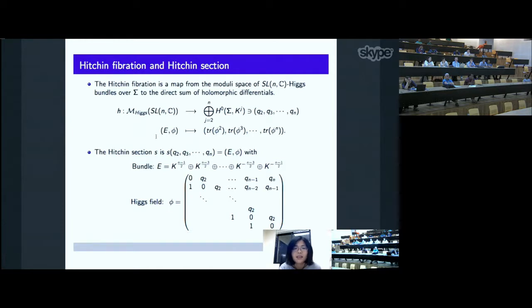And the Hitchin section is going backwards. So if we are given a tuple of differentials, Q2 to Qn, we can construct an explicit Higgs bundle out of the data. So the bundle E is fixed. It's again just as in the Teichmuller case, where it comes from the canonical bundle's information. So it's of rank n, and the power is decreasing by 1. And the Higgs field is written explicitly by this given data, and it's always in this form. And the important thing is that all such Phi have holonomy inside the real part, which is SL(n,R), instead of just in SL(n,C).